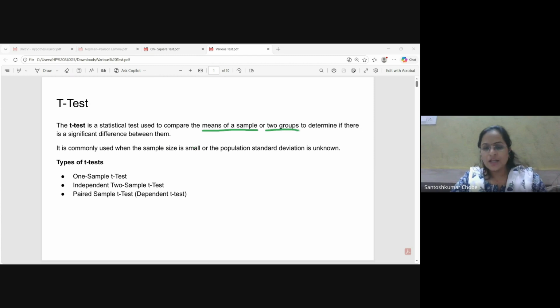What is a mean value? The average value of our sample, correct? So the mean of one sample and the mean of another sample will be compared, and it will say whether there is a significant difference between the two samples.